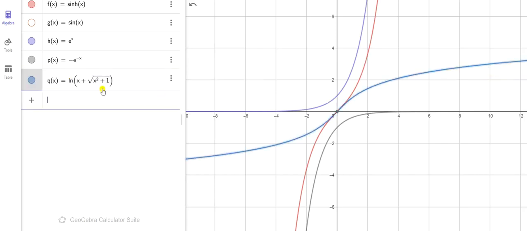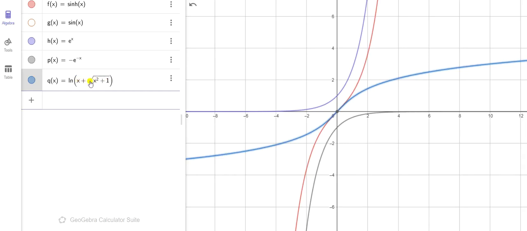This function is defined everywhere because if you square a number, whether it's positive or negative or 0, you'll get a number that's non-negative. When you add 1, you get a number that's definitely non-negative. So it's going to be strictly positive. You can square root that, you can add any number you like.